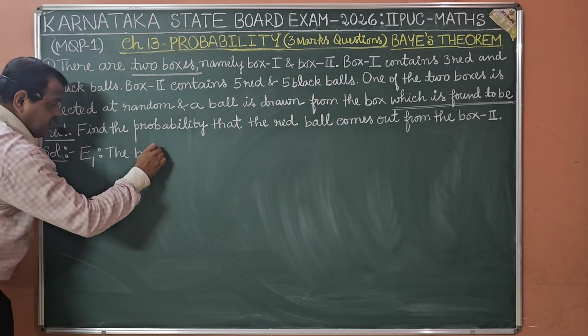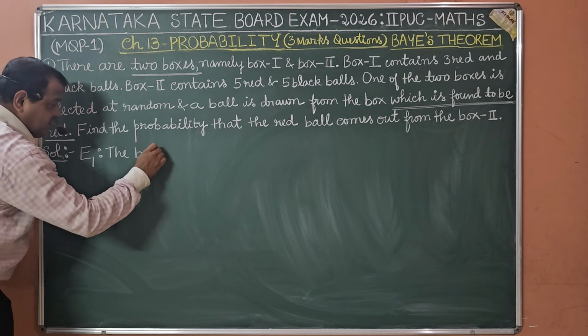Similarly, event E2: box 2 is selected. Therefore, what is the probability of E2? Once again tell me. Denominator 2, right? 2 boxes and only 1 box is selected. So 1 by 2. Now I will define the special event. Let A be my special event.